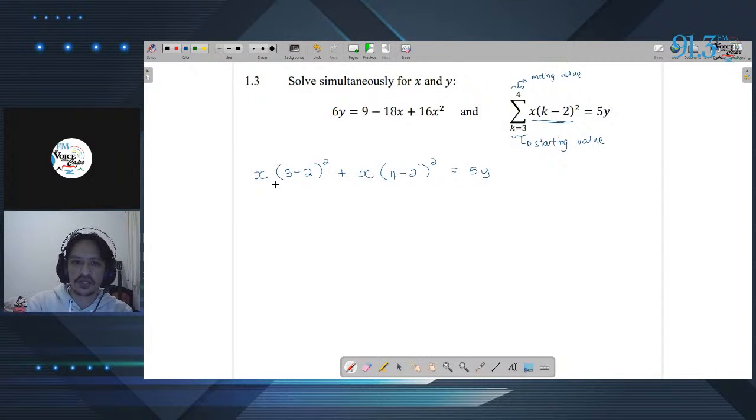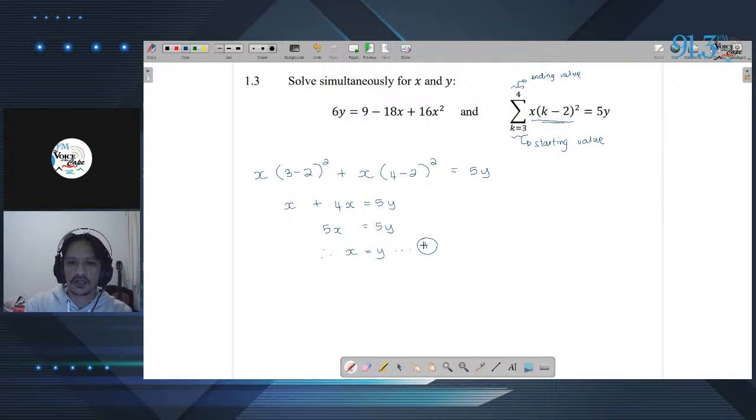Now let's go ahead and solve it. So we know 3 minus 2 is 1, and 1 to the power of 2 is 1. So 1 times x is x. I can just write x over here. Plus 4 minus 2 is 2. 2 to the power of 2 is 4. 4 times x is 4x. And this is equal to 5y. So now we end up with 5x is equal to 5y. Therefore, we can say that x is equal to y. And we can call this equation 1. This over here is equation 2.